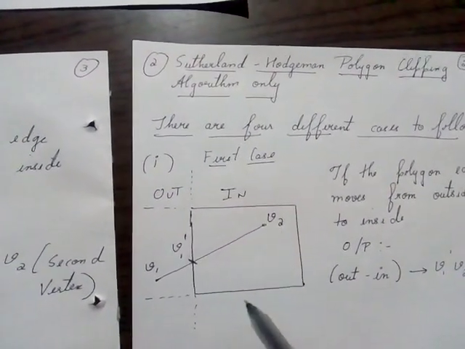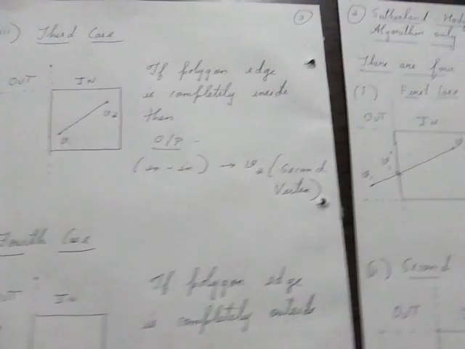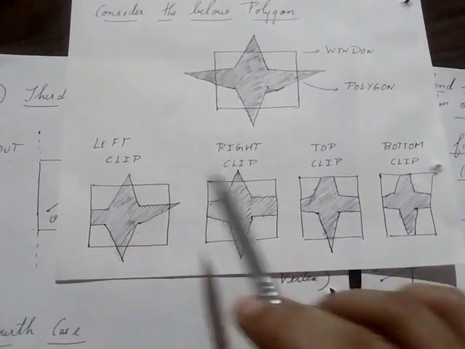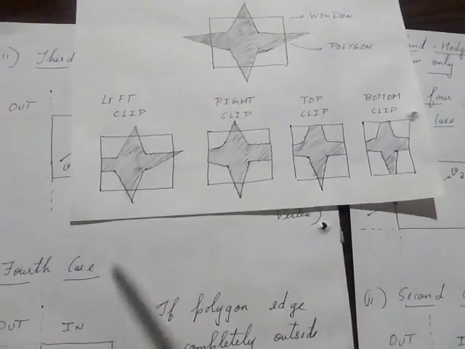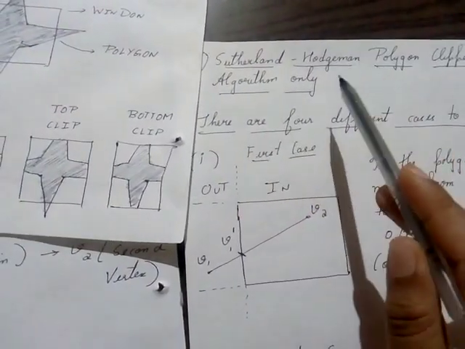To solve problems related to the Sutherland-Hodgman polygon clipping algorithm, these four cases are required. Apart from these four cases, we'll also consider the four clips which we studied in the previous topic: left clip, right clip, top clip and bottom clip. So these four cases plus these four clipping processes will be used to solve the problems of the Sutherland-Hodgman algorithm.